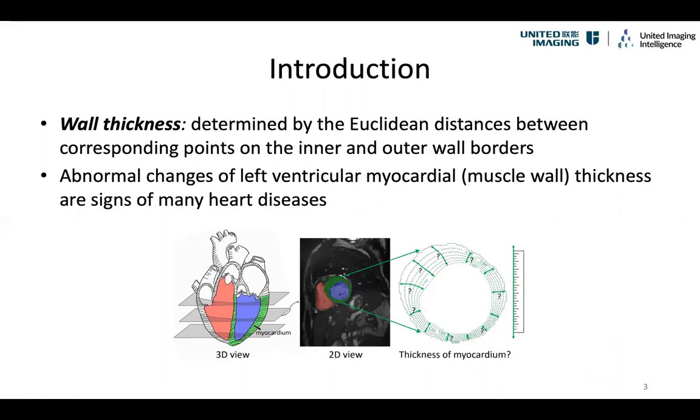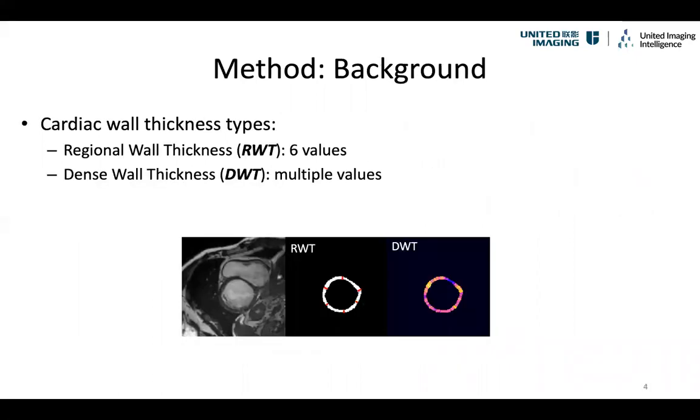Wall thickness is very important for disease diagnosis. For example, abnormal changes of the left ventricular myocardium thickness are signs of many heart diseases. There are 2 different kinds of cardiac wall thickness. The first one is regional wall thickness. We can separate the heart into 6 different parts and calculate the average thickness in these 6 parts. So in all, there are 6 values.